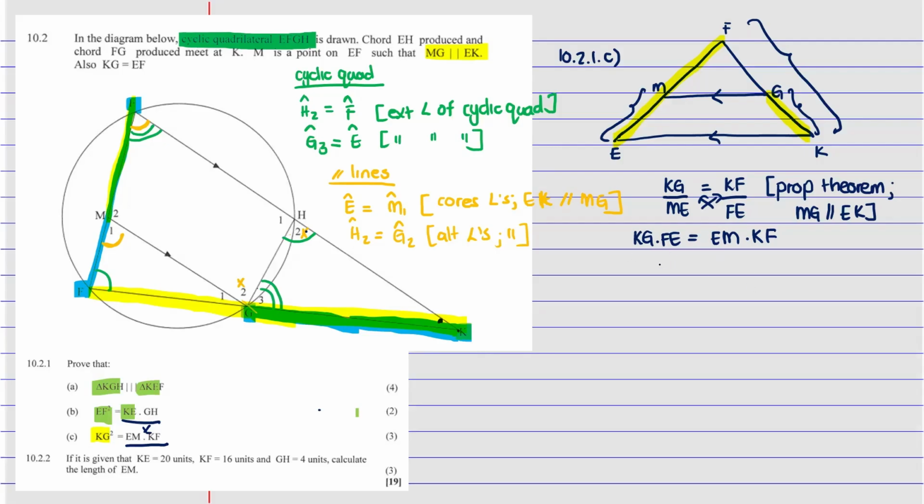But what do we know? We know that KG is equal to FE. So I'm going to replace the FE now. When I replace it, it's going to be KG multiplied by KG is equal to EM multiplied by KF. So this is the same as KG squared is equal to EM multiplied by KF, which is exactly what you want. Does that make sense?